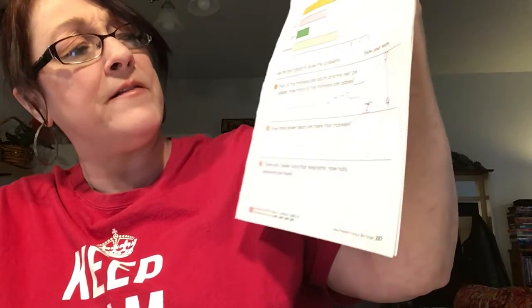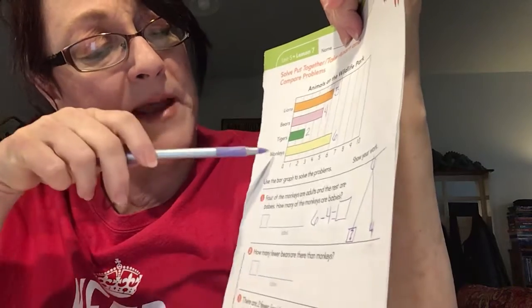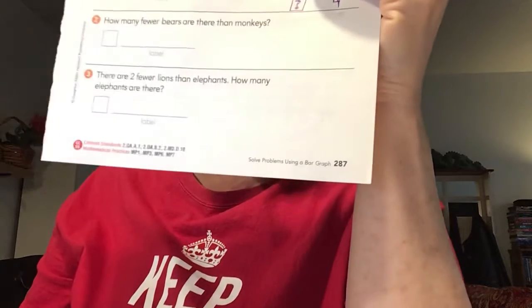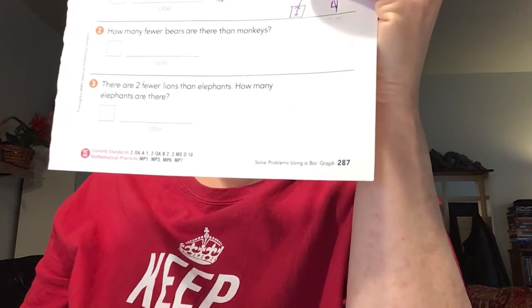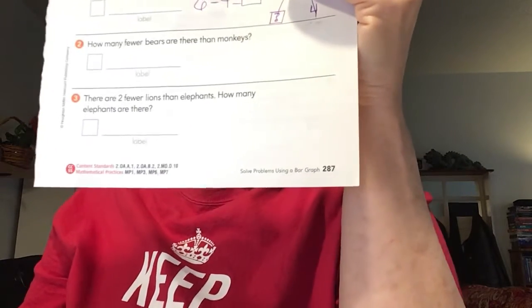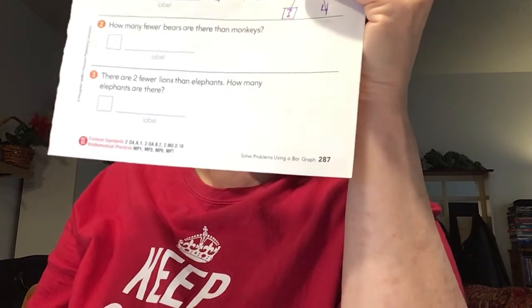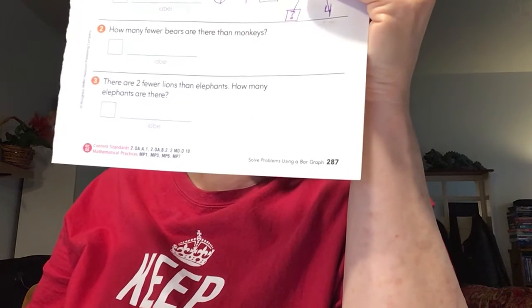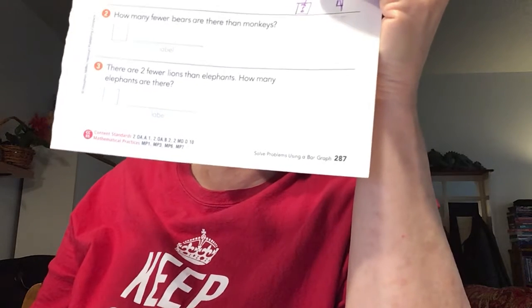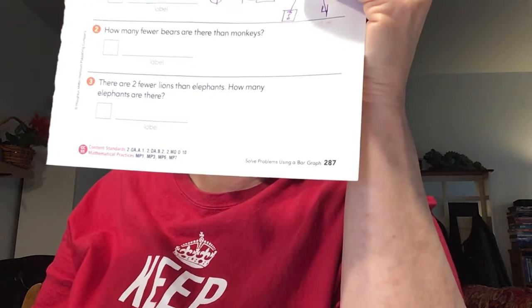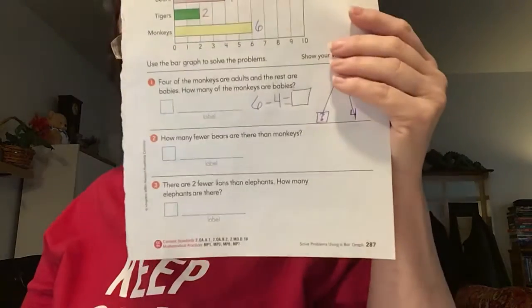Okay, let's look at number 2. Number 2 says, how many fewer bears are there than monkeys? So first we have to come up here. We know that there are 4 bears and 6 monkeys. So they want to know how many fewer bears are there than monkeys. So what are you going to do? You have to decide. Is this an add to or a take apart problem? So I need you to think about that.